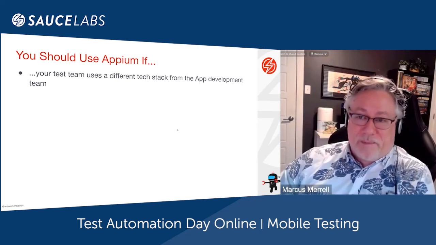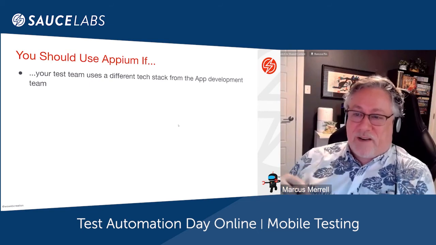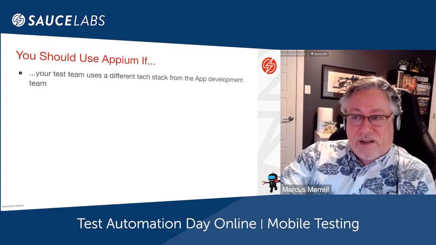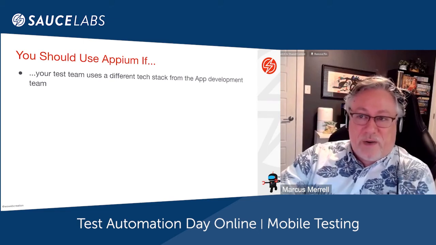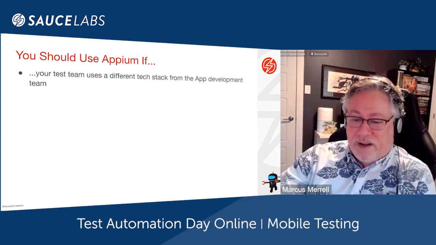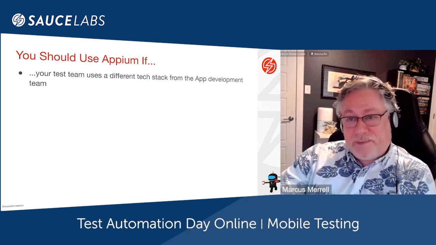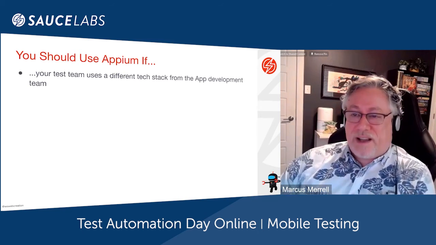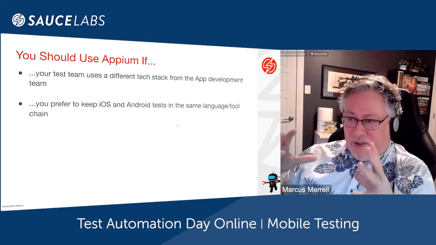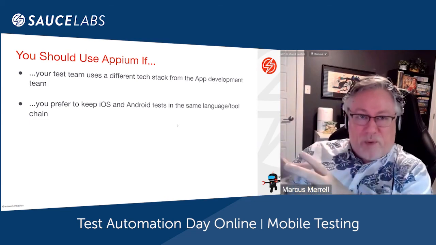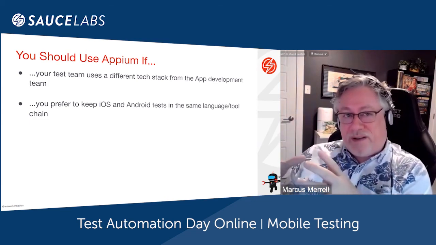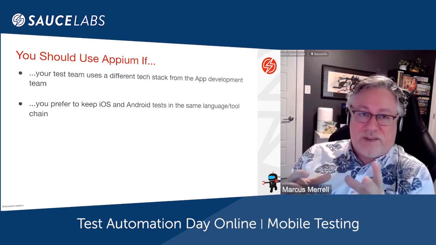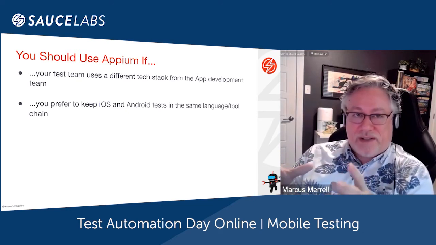You should use Appium if your test uses a different tech stack from the app development team. So that's like I mentioned earlier. If your app development team is using Objective-C and Swift, and you have a QA stack of Java or JavaScript, it probably doesn't make sense to teach everyone Swift and make them go down that road, especially if the same group of people will be testing both the iOS and the Android app. You would then have to make them learn Swift and Kotlin in order to keep those tests up to date.